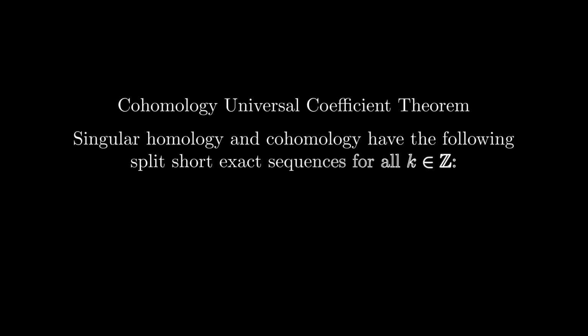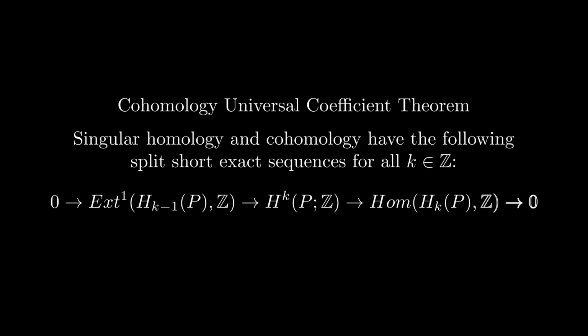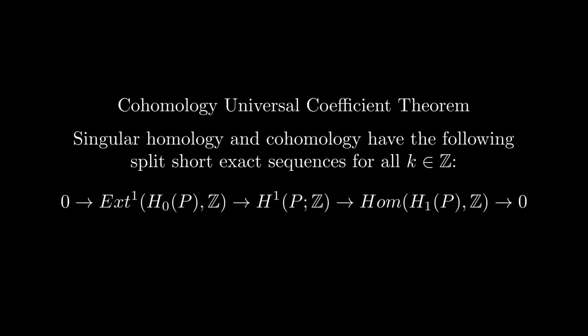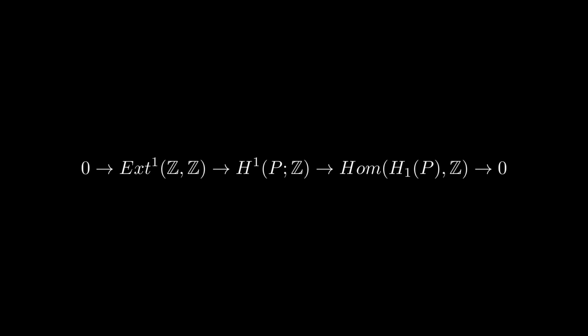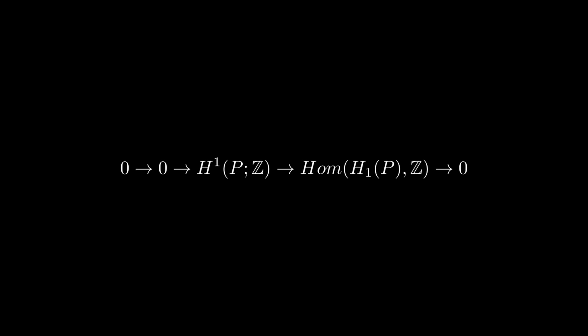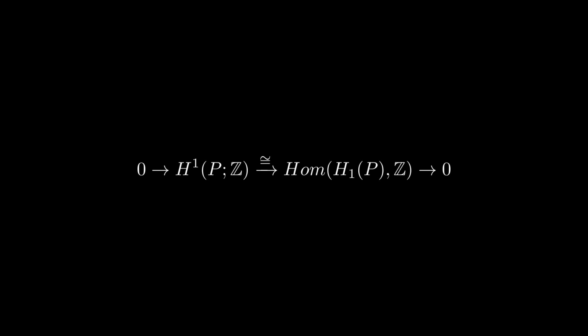For us, this sequence will be provided by the universal coefficients theorem. We will only really need the case where k is equal to 1. Since P is path-connected, H0 is Z, and subbing that in, it turns out that the Ext group is 0. This is because Z is free, it has a trivial projective resolution, and so the Ext group vanishes. But this greatly simplifies our sequence. We now just have an isomorphism.